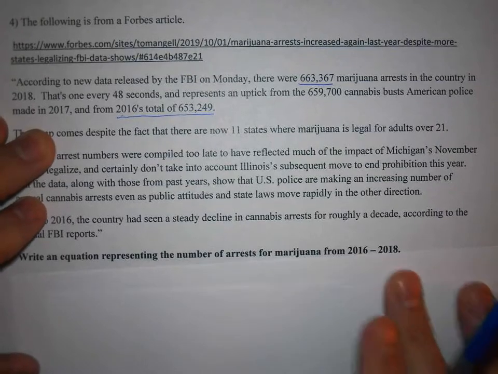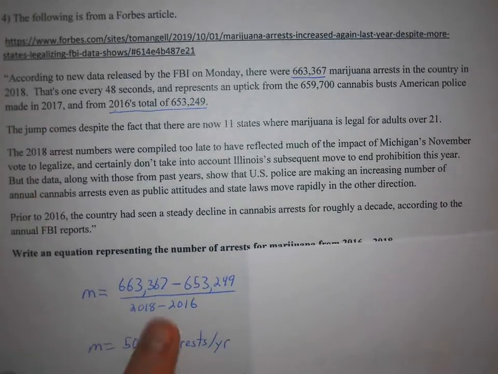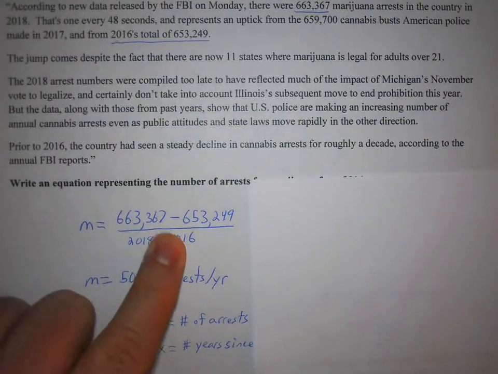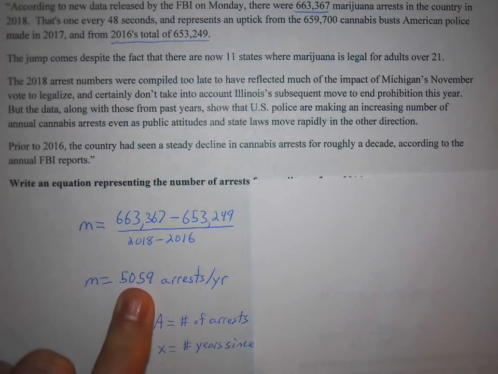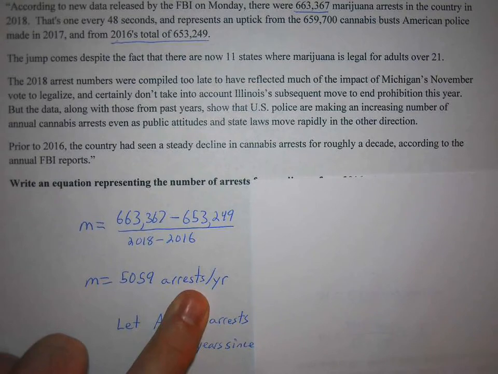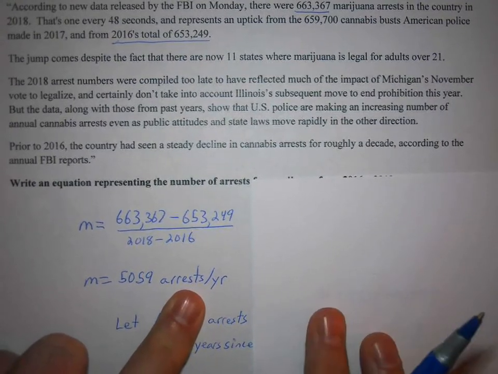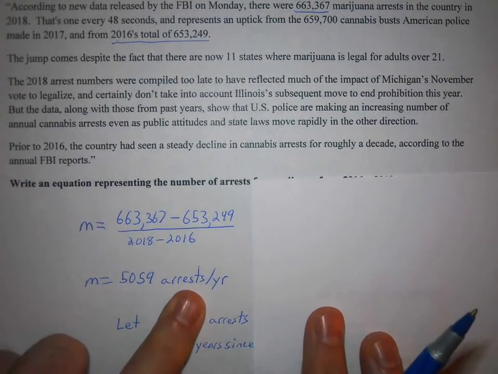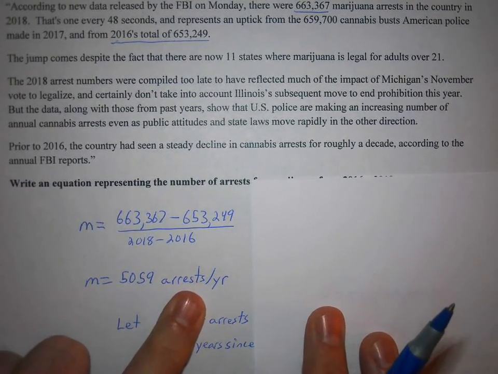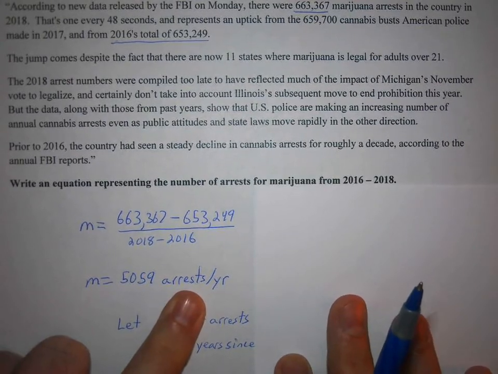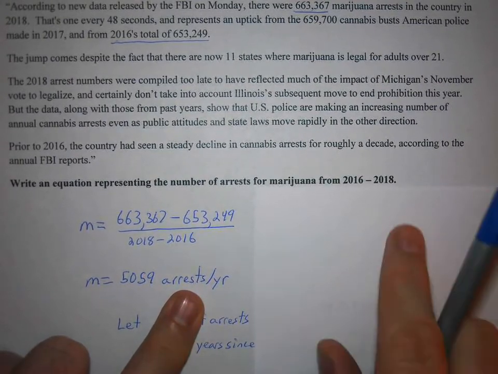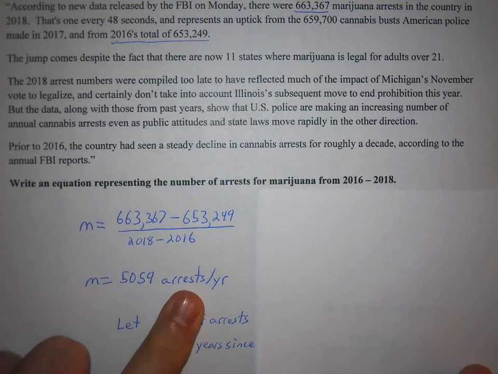So you take the change in the arrests divided by the 2 years that went by, and that gives you about 5,059 arrests per year. So it looks like the number of arrests over those 2 years increased by just over 5,000 arrests every year. Now that is just a small time frame, so you're not going to want to draw too many conclusions from that. We're just using that information to write a line.